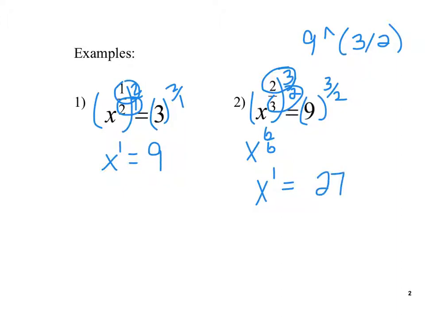Now, we have to realize here, you remember this number, the number that's on the bottom is always your index. And if your index is even, any even index, just like a square root is an even index, it's 1/2, we need to take the positive and the negative. So anytime you have an even index, you're taking the square root, you have to deal with the positive and the negative, okay? But it's not just square root, it's also 4th root, 5th root, etc.